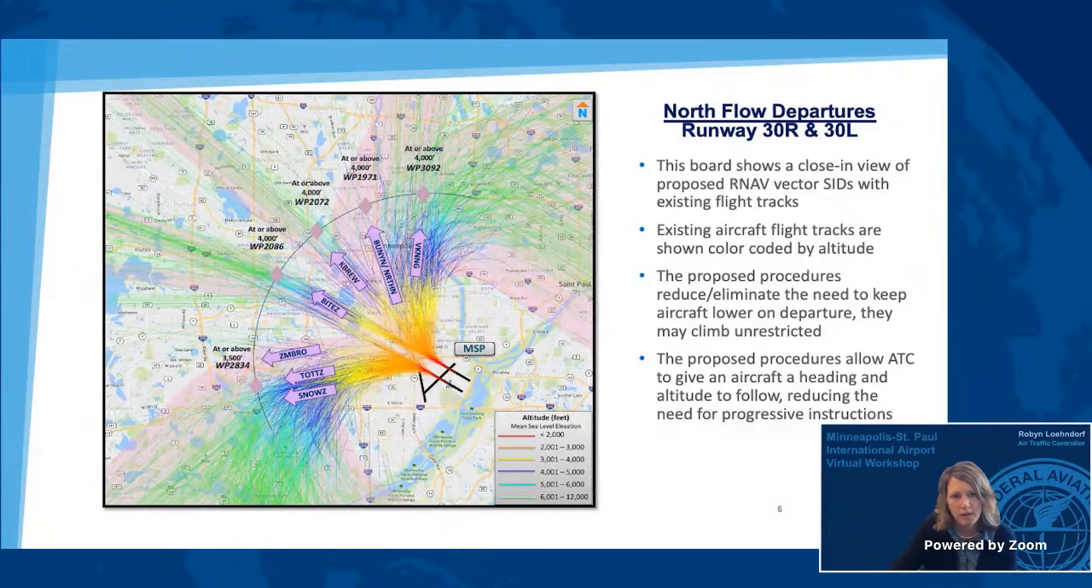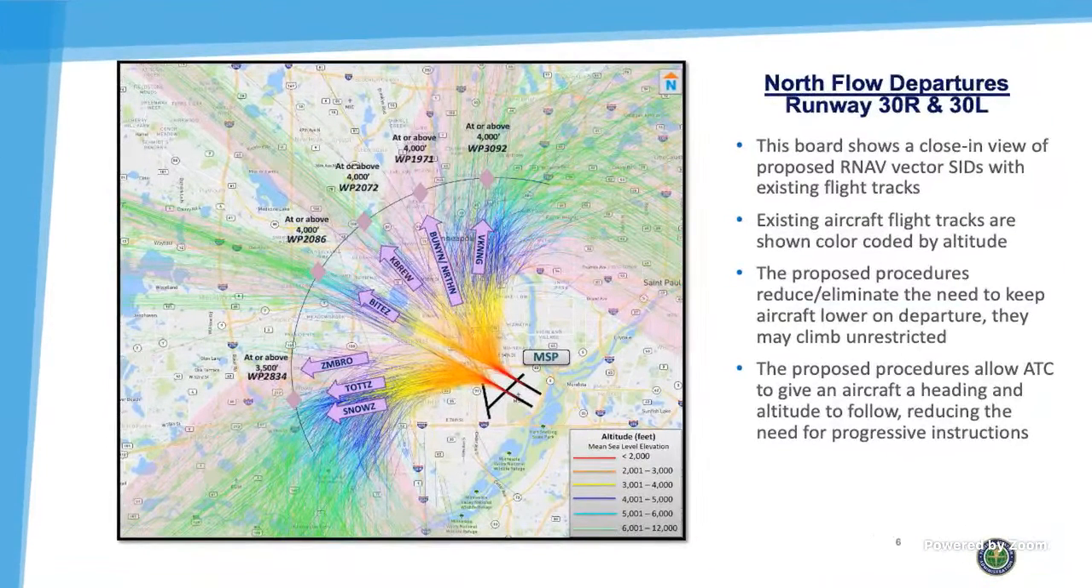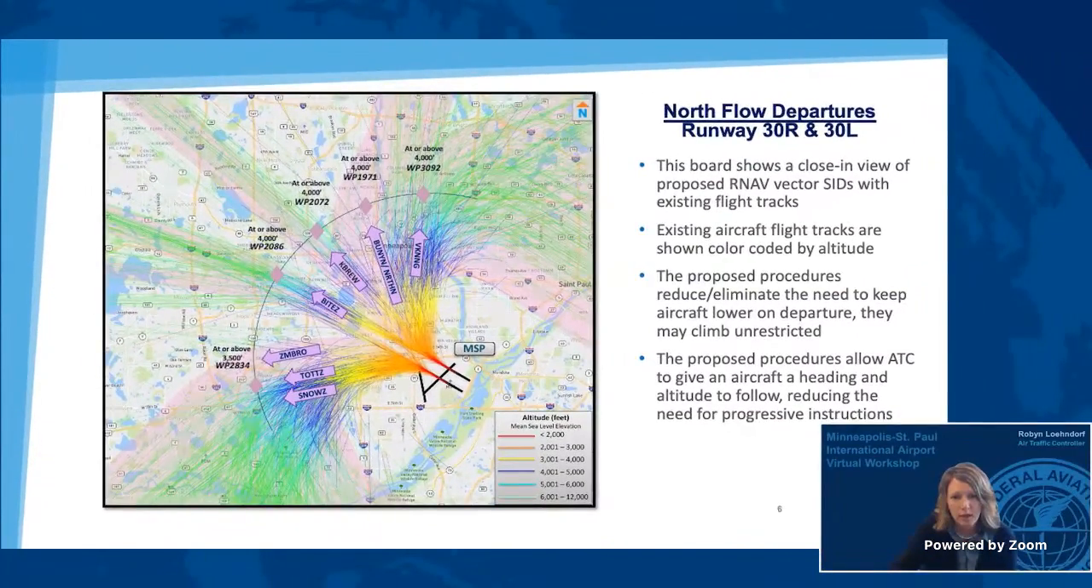This board is identical to the previous one, but now the flight tracks are colored by altitude. As you can see, by the time aircraft reach approximately 7 miles from the airport, they are generally at altitudes between 4,000 and 6,000 feet. The proposed flight procedures will ensure aircraft climb to specified minimum altitudes at each waypoint. These are also shown on the board. This ensures safety by keeping those departing aircraft above the airspace below, which is used by other airports.